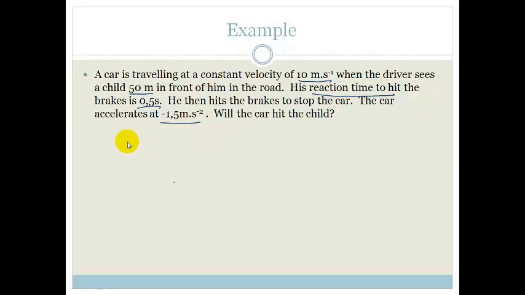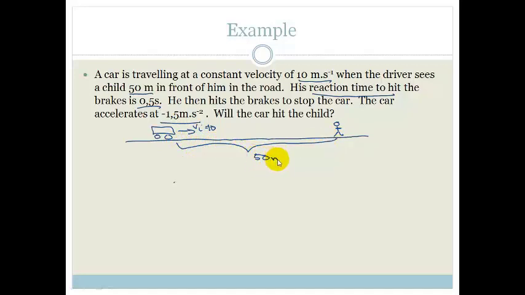So remember what we said, the first thing we do is we always draw a little picture. Even if we're a terrible artist, we draw a picture. So here is our car, which is a little box. It is traveling at a constant velocity. So our Vi is 10 meters per second. There is a child and he sees the child, which is 50 meters away from him.